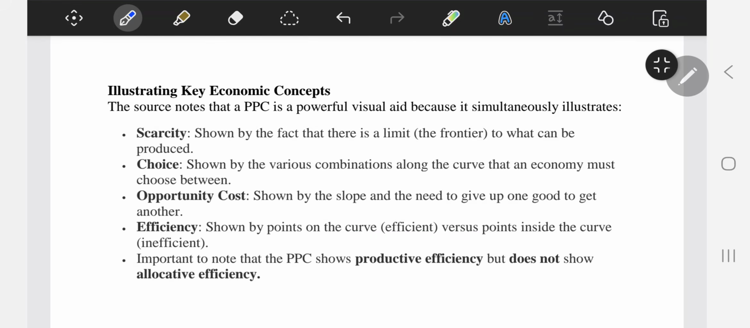Now, important to note, this is the last part of the video, that the PPC shows productive efficiency but does not show allocative efficiency. So basically, the PPC can show us what we can produce with the resources we have, but it cannot show us if that is what consumers want.